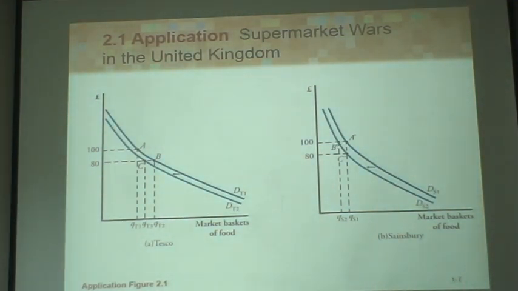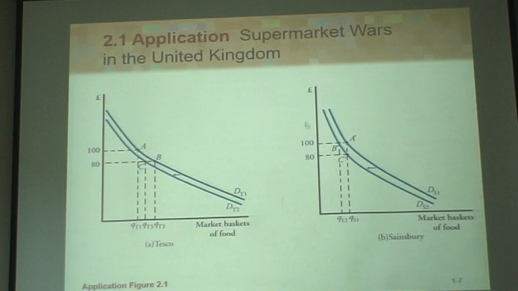And so if you are Sainsbury, what would you do? The same thing. You're going to lower the price. You lower the price from B prime to C. The same thing, 100 to 80, right? And you know that these changes in price, for Sainsbury, are changes in quantity demanded, because it's on the same demand curve. But this change in price at Sainsbury is a change in demand for Tesco.